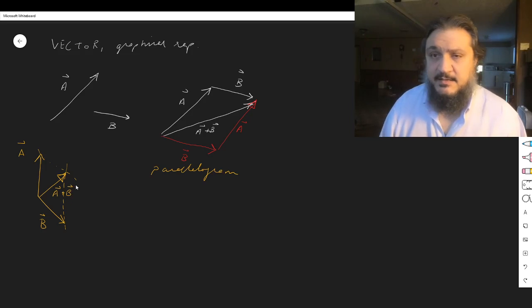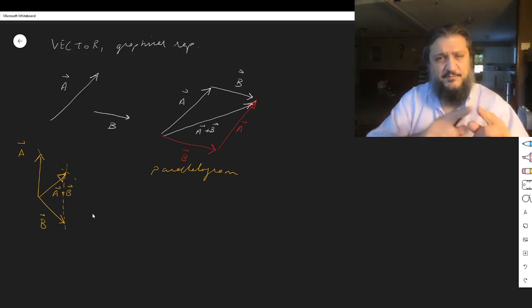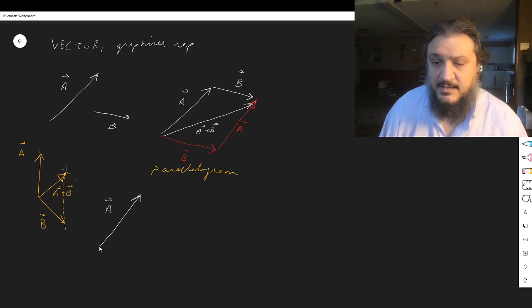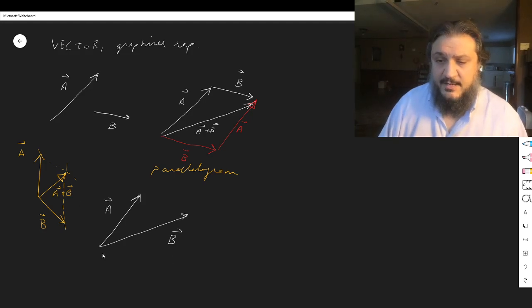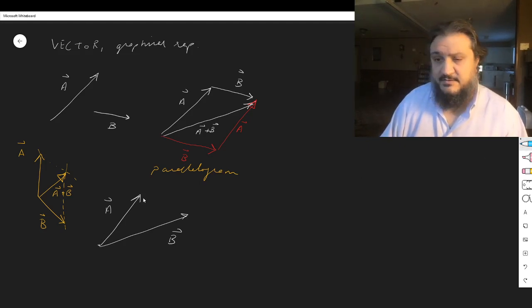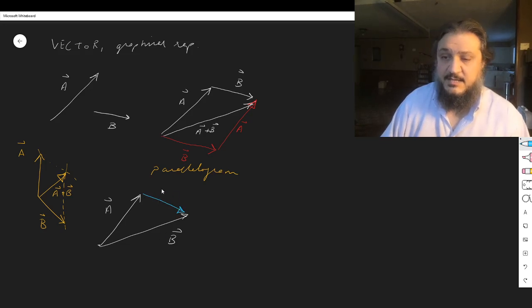Okay, and second, we saw how to subtract the vectors in the context of position vectors, remember? But in general, again, given A and B, if you line them up like this with the same point as the starting point, then this vector that goes from A to B, or the tip of A to tip of B, is B minus A.